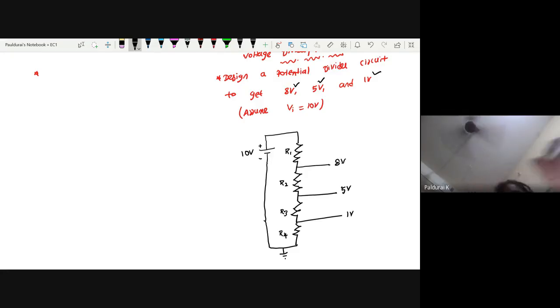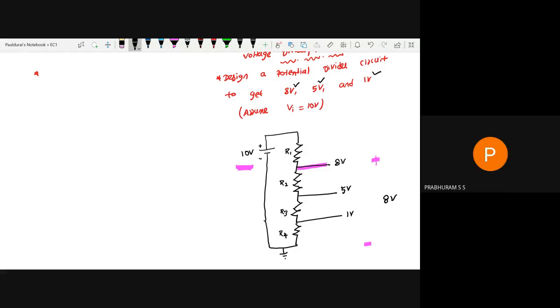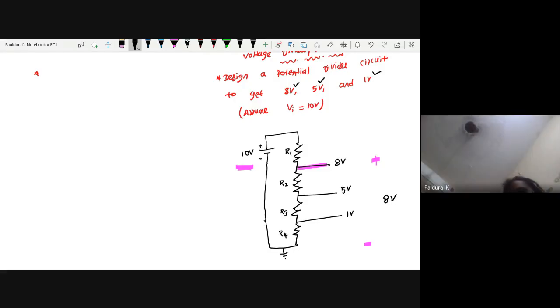You are applying 10 volt. I am applying 10 volt. If I measure at this point, I want to get 8 volt. Here to here, the total voltage is 8 volt. Then what is the voltage drop across this R1? 2. Yeah, very good. So here the voltage drop must be 2 volt.